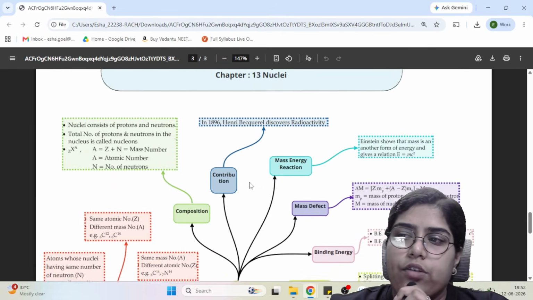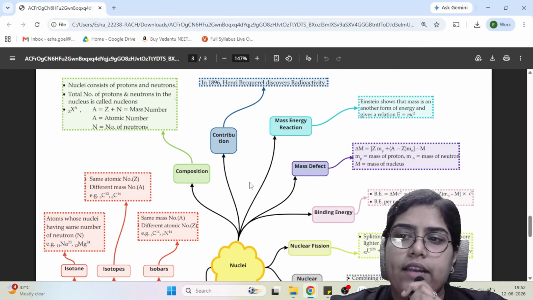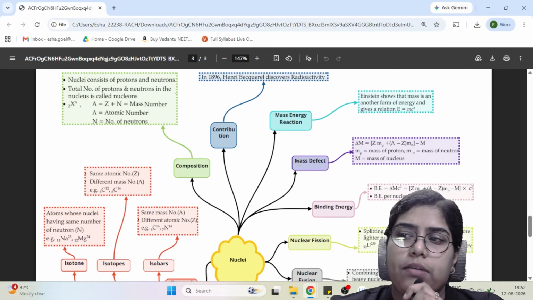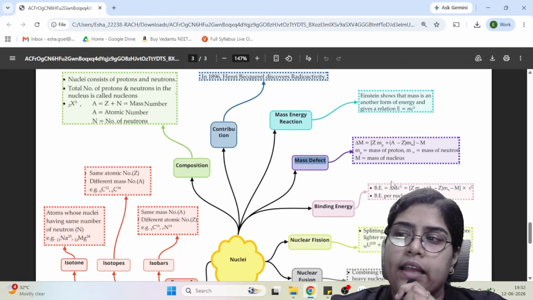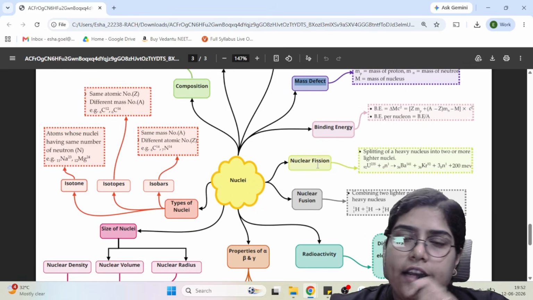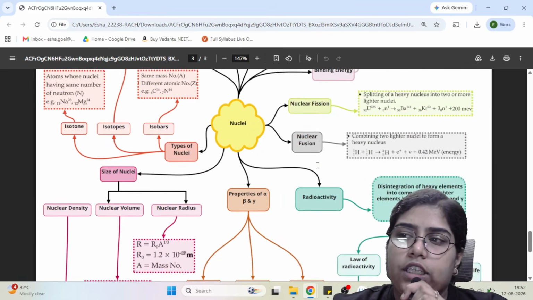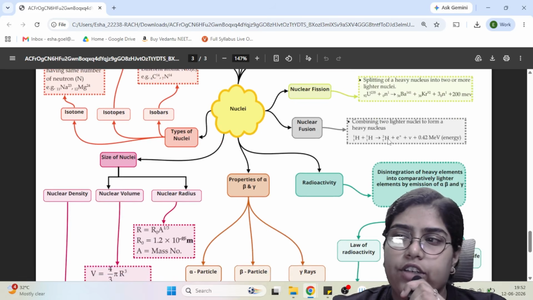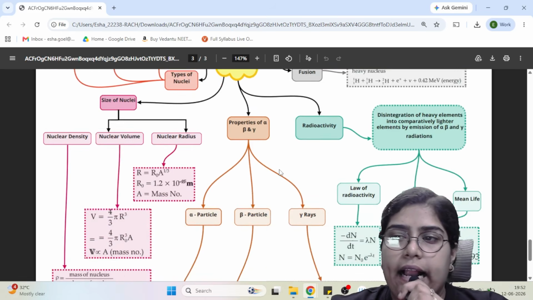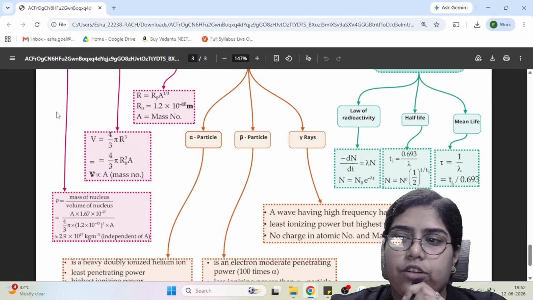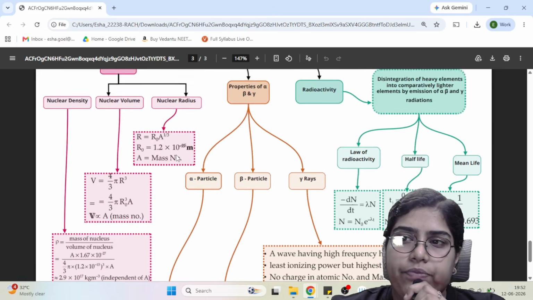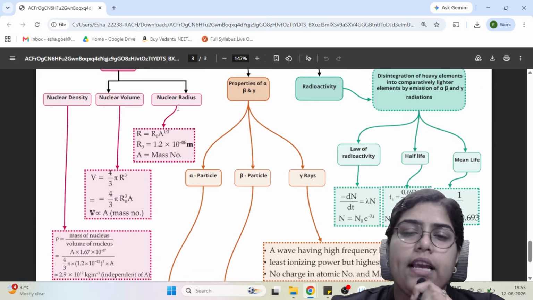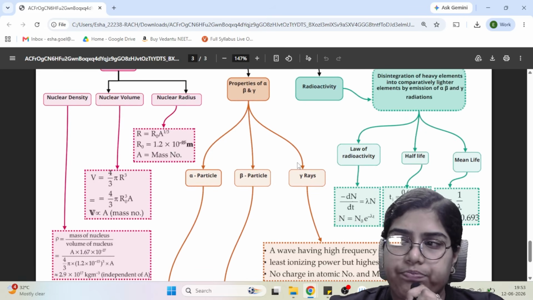Then the last chapter, nuclei. In nuclei, there are comparatively fewer formulas. You just need to remember the formula for mass defect and binding energy, and you should remember at least one equation of nuclear fission and one equation of nuclear fusion. And the formulas mentioned here are the nuclear volume, the nuclear density, and the nuclear radius of an atom.